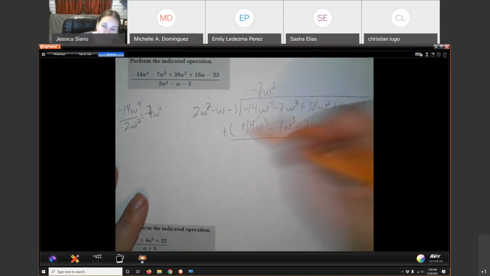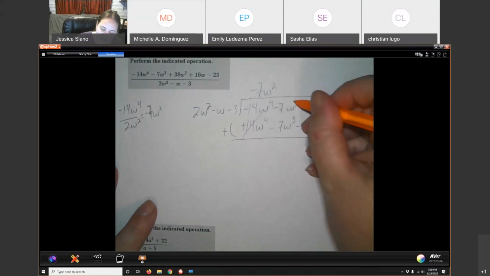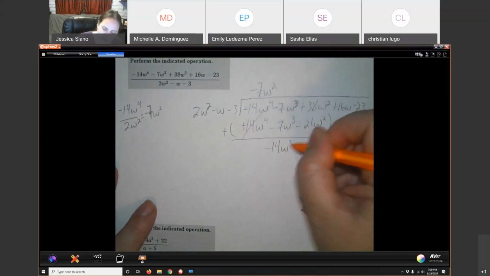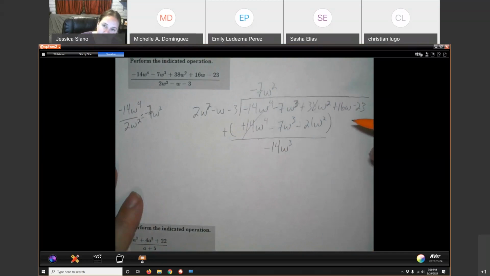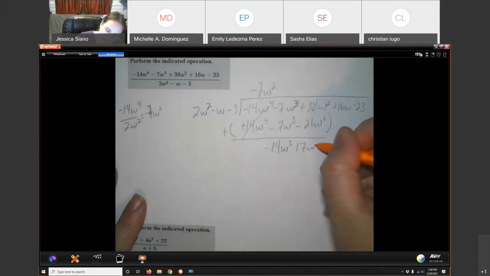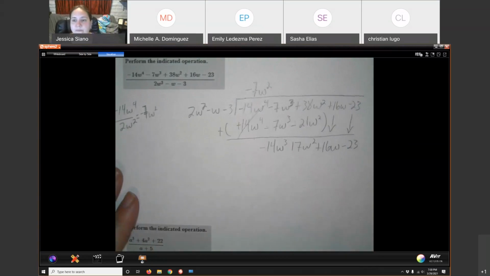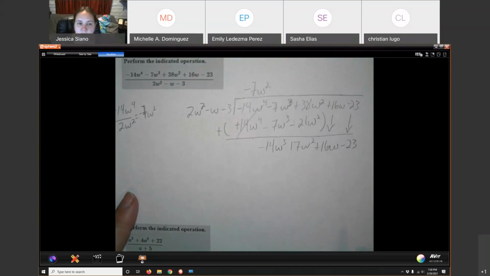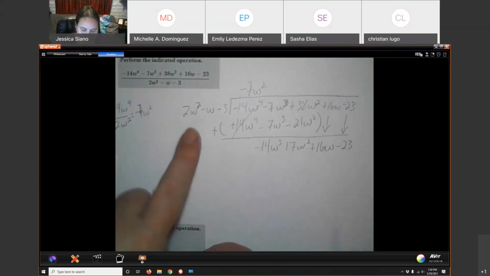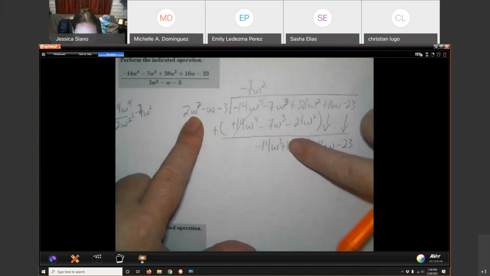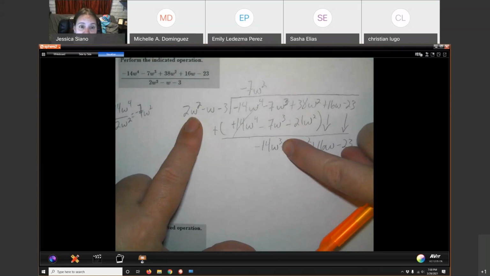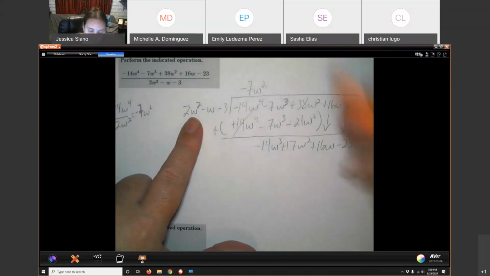Again, if you've done this right, your first term will drop. Negative 7w to the third minus 7w to the third is a negative 14w to the third. 38w squared minus 21w squared is 17w squared. 14w to the third divided by 2w squared is going to be a minus 7w.